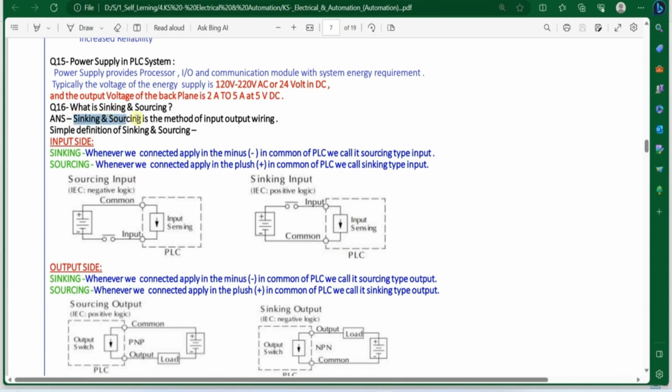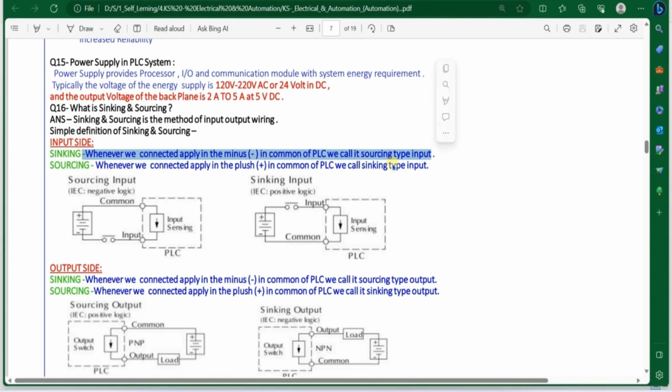In the case of syncing wiring, where we connect the power supply minus to the common, we call it a sourcing type input. This means when we connect the power supply minus to the common of the digital input card of the PLC and connect plus to the input channel, this type of wiring is syncing wiring.